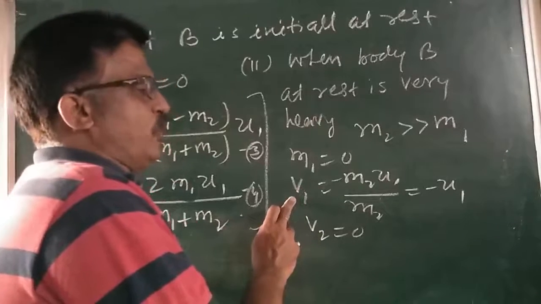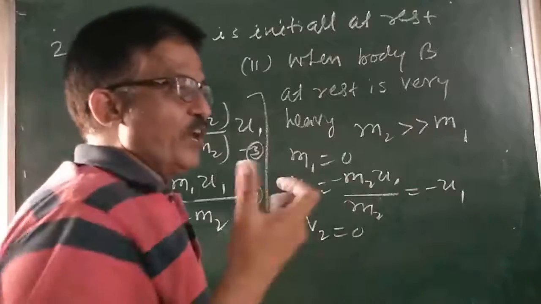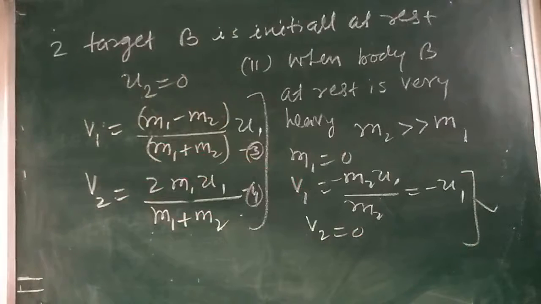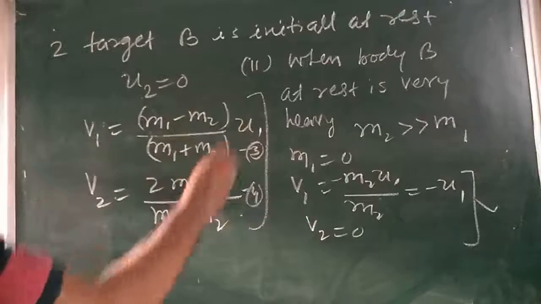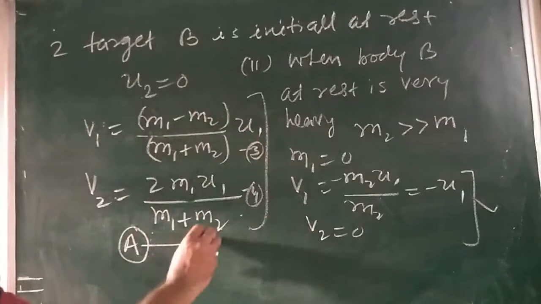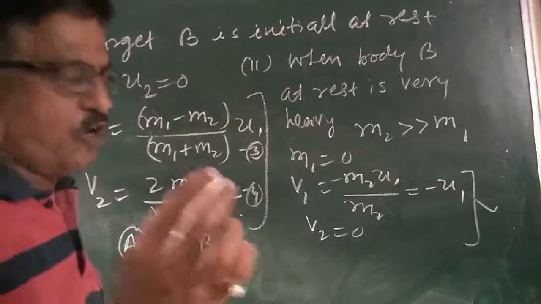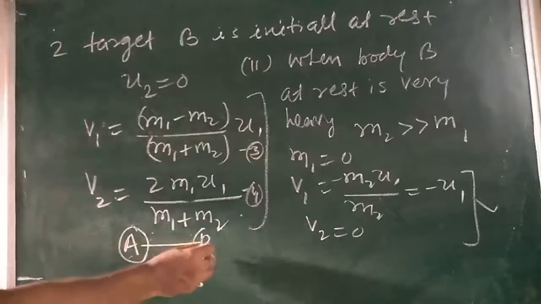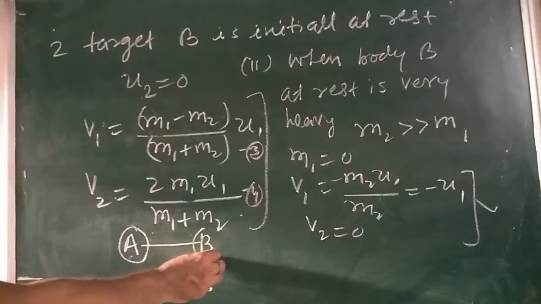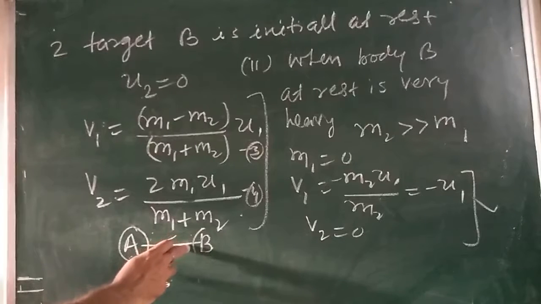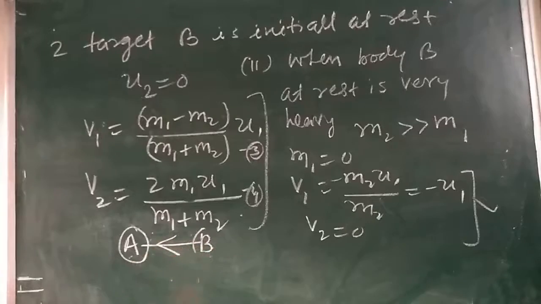What are you getting? The velocity after collision is negative. यानी कि rebound हो रहा है. What is the important result that came out here? When a lighter body A collides against a heavy wall, जैसे मैं ये चौक दीवार के ऊपर मारता हूं. When a lighter body A collides with a heavy body B at rest, then A will rebound with its own velocity. But B continues to be at rest.